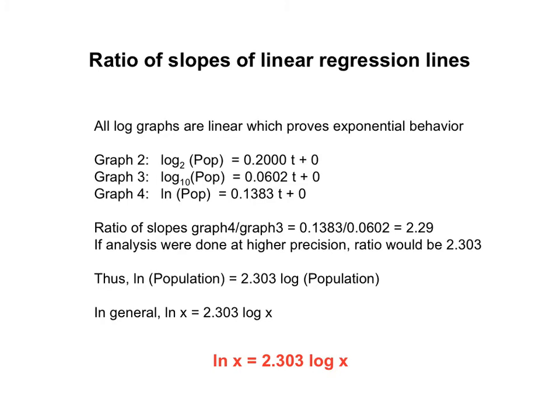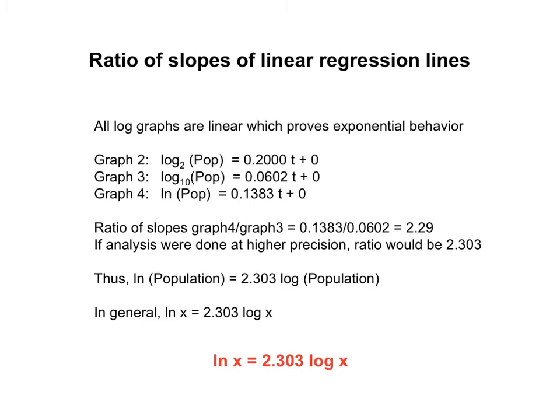So if you do an interesting ratio of the slopes, so if you take 0.1383 and divide it by 0.0602, you get 2.29. So if you did a higher precision calculation of that, you'd end up with 2.303. And so you would see here that the natural log slope is 2.303 times larger than the base 10 log slope. And so if you wanted to actually superimpose the two lines on the same graph, you'd see that all the points would be 2.303 times larger for the natural log plot.